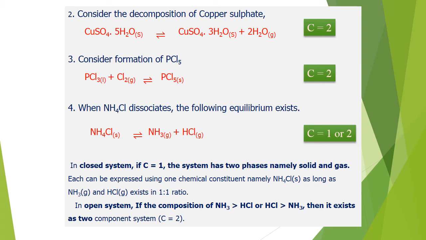But if it is an open system, what will happen? There will be ammonia gas leaking or HCl gas in excess. Anything may happen in that case. If they are in equal ratio, then I can define it by ammonium chloride. If there is an excess of HCl or excess of ammonia, to define that I need another component. So it turns out to be a 2 component system if it is an open system, and in a closed system it turns out to be a single component.